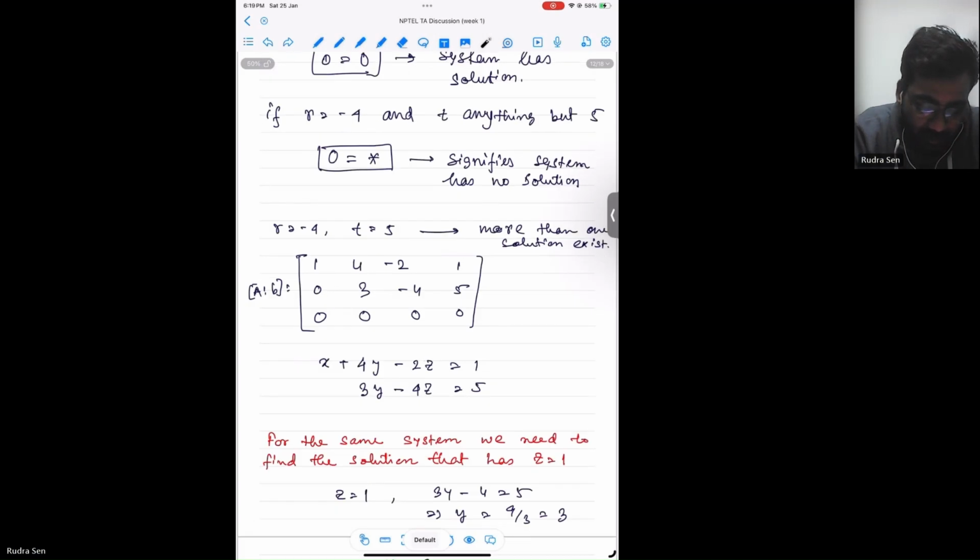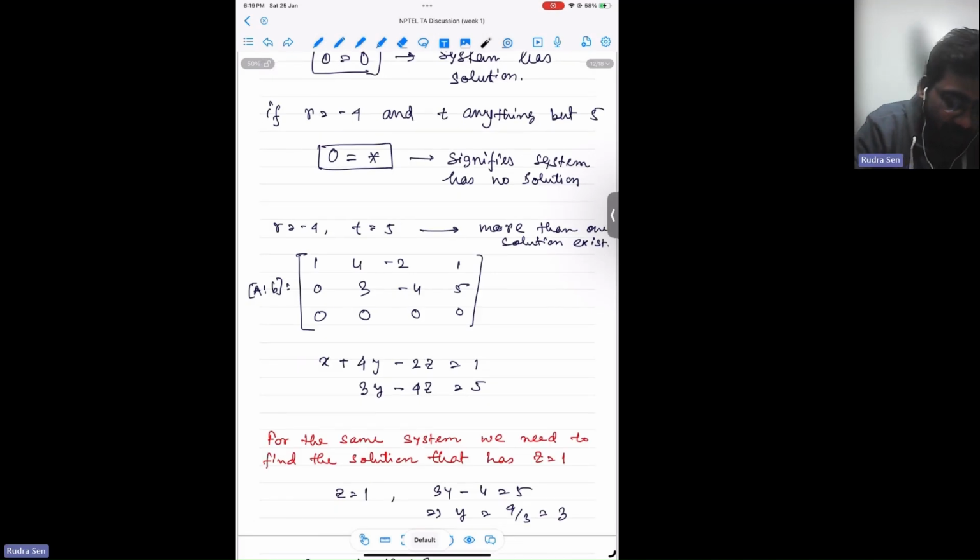Now, if we choose r equals -4 and t equals 5, we get this kind of structure. Okay, that means we have two equations and three unknowns. X, Y, Z, these three are unknowns, but we have two equations. So that means we can have more than one solution.